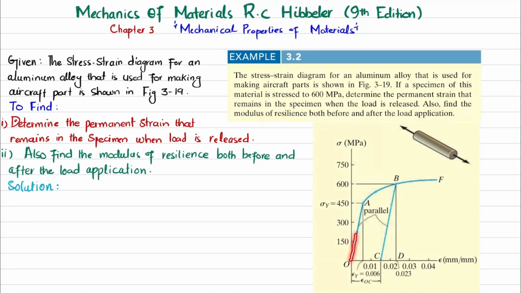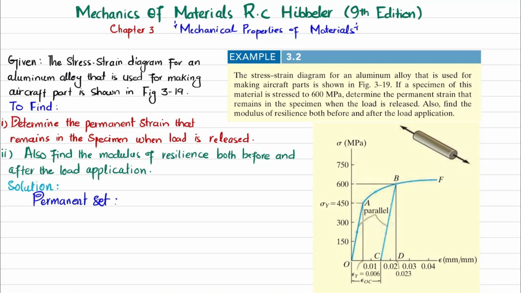So you can see this is the stress strain graph for this aluminum alloy, and a load of 600 is applied. So it has been asked that when this 600 load is removed from the material, find the permanent set or the permanent deformation in this part. Also find the resilience for both before and after the application of load. So let's start with the solution. So first we will find permanent set.